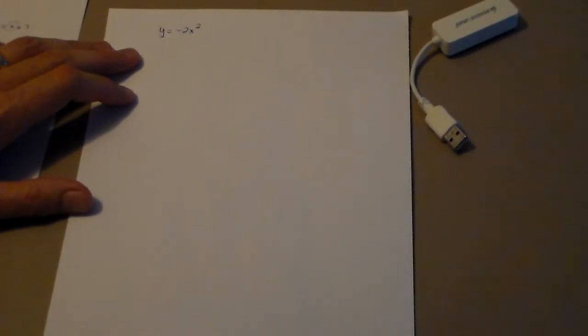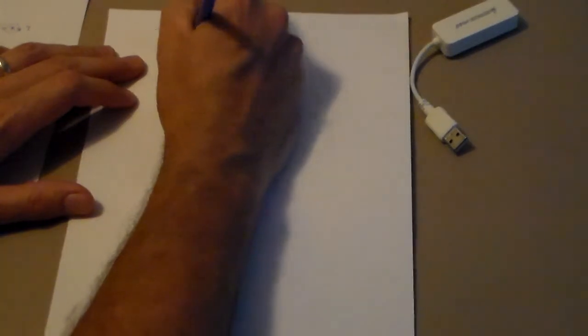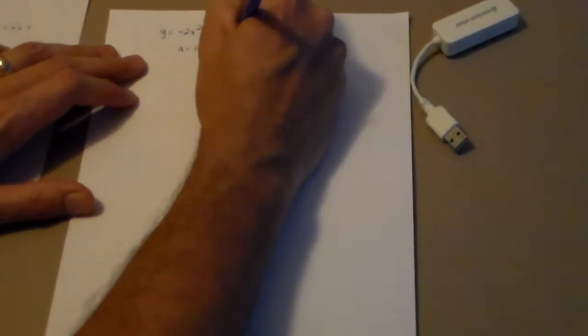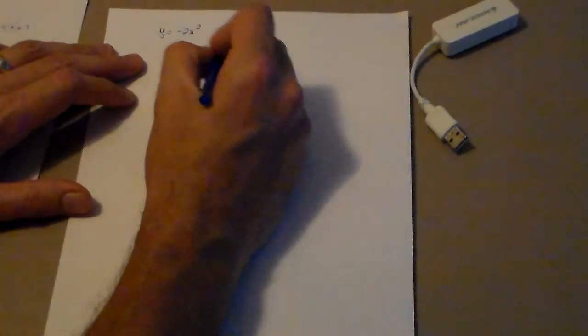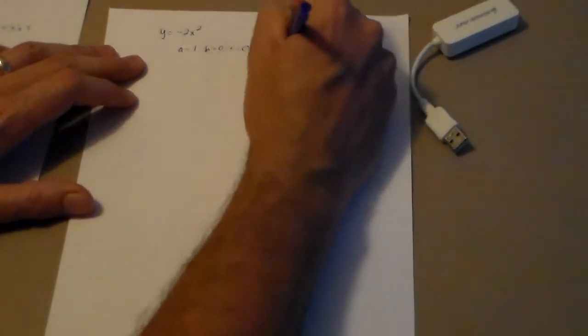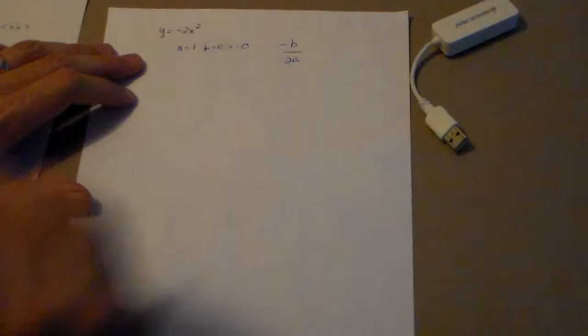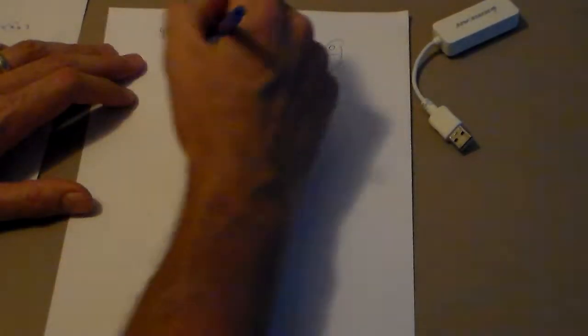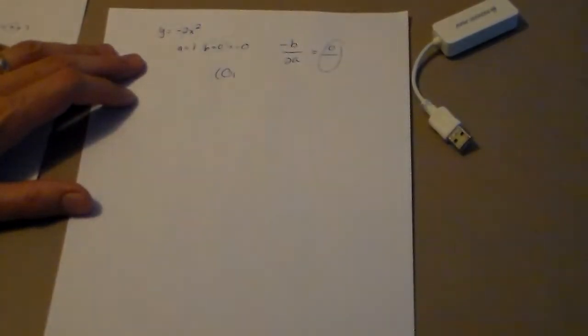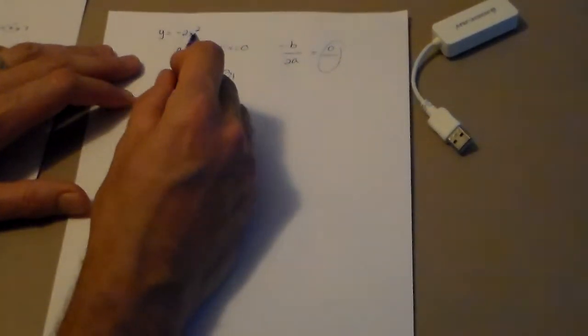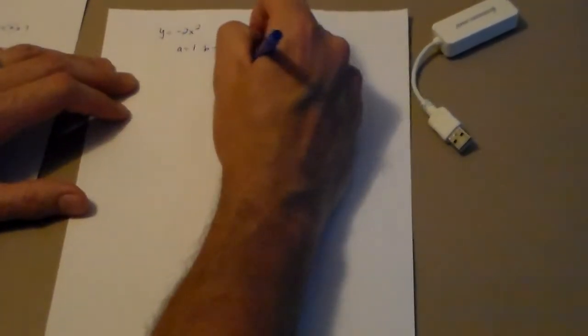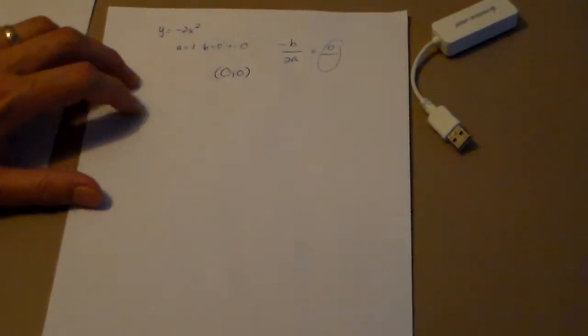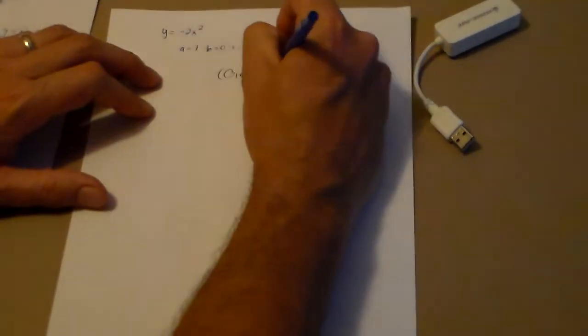Say I had y equals negative 2x squared. Okay? So, again, my a is negative 2, my b is 0, my c is 0. So if my b is 0 and I do negative b over 2 times a, I have a 0 in my numerator. It's going to make the whole thing 0. So if I plug a 0 in here, 0 squared is 0 times negative 2 is 0. There's my vertex, 0, 0.